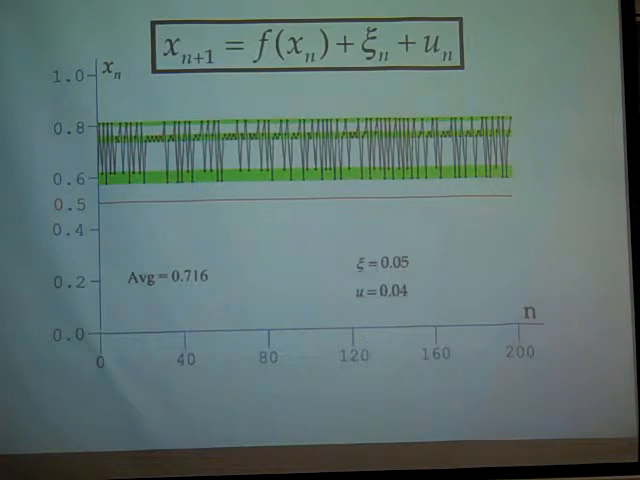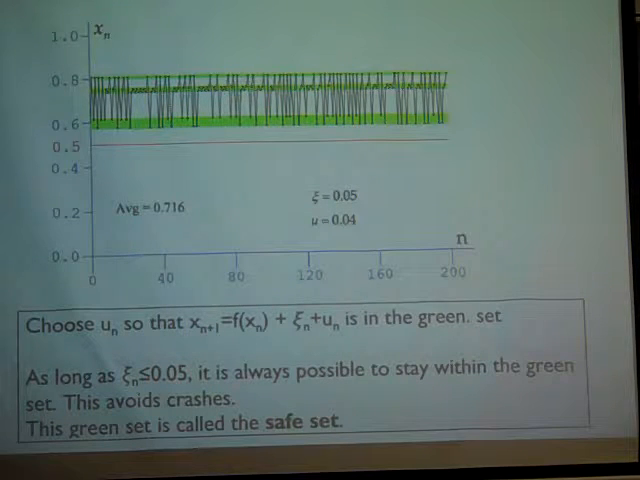These three green bands that you see are some specially chosen intervals. This is my strategy. These three green intervals have the special property that if I start in these intervals, I can always return to these intervals, whatever be the perturbation. As long as my perturbation is bounded by this, it is always possible to stay within the green set. This avoids the crash, and that's why this is called a safe set. This is a very central concept of partial control.